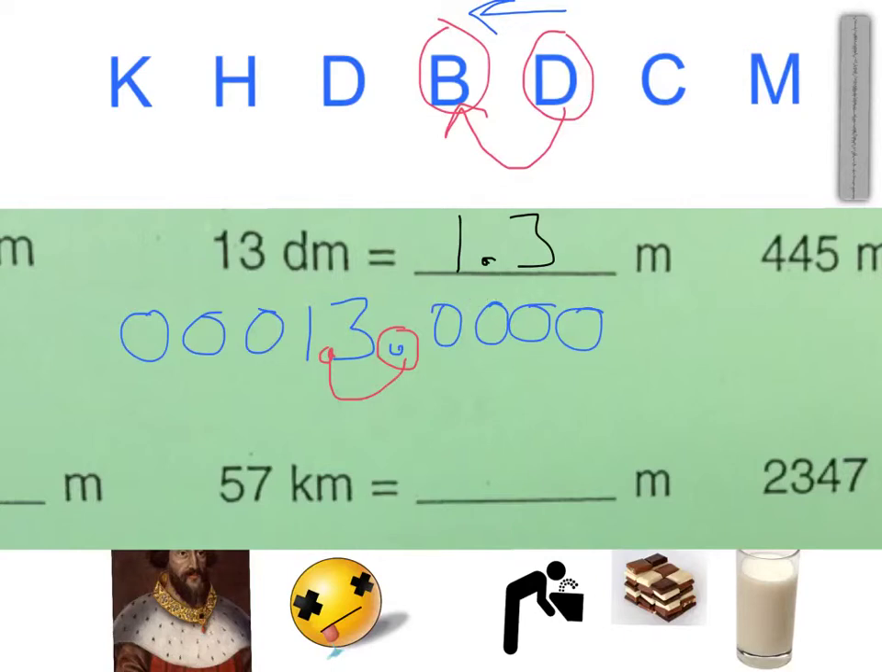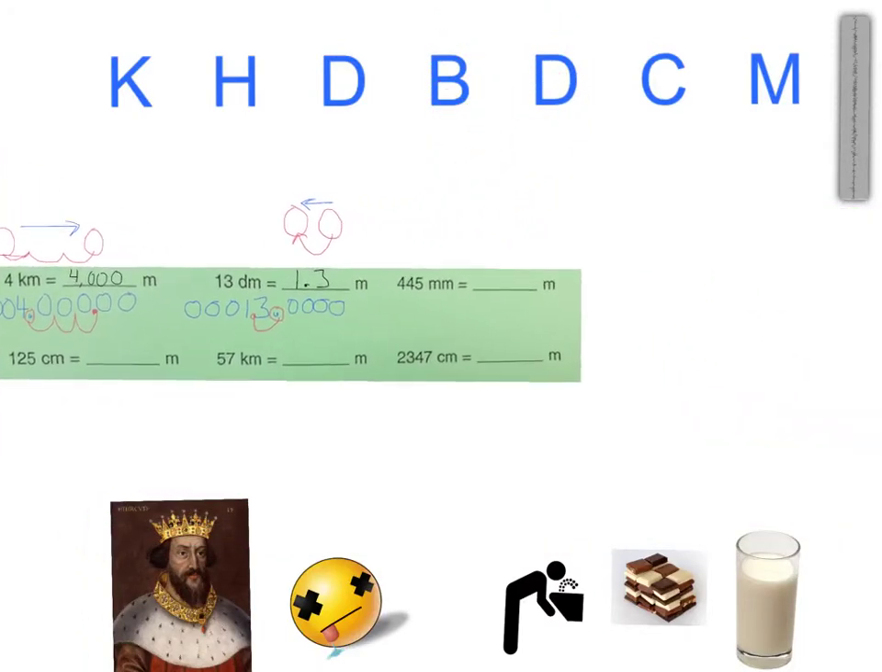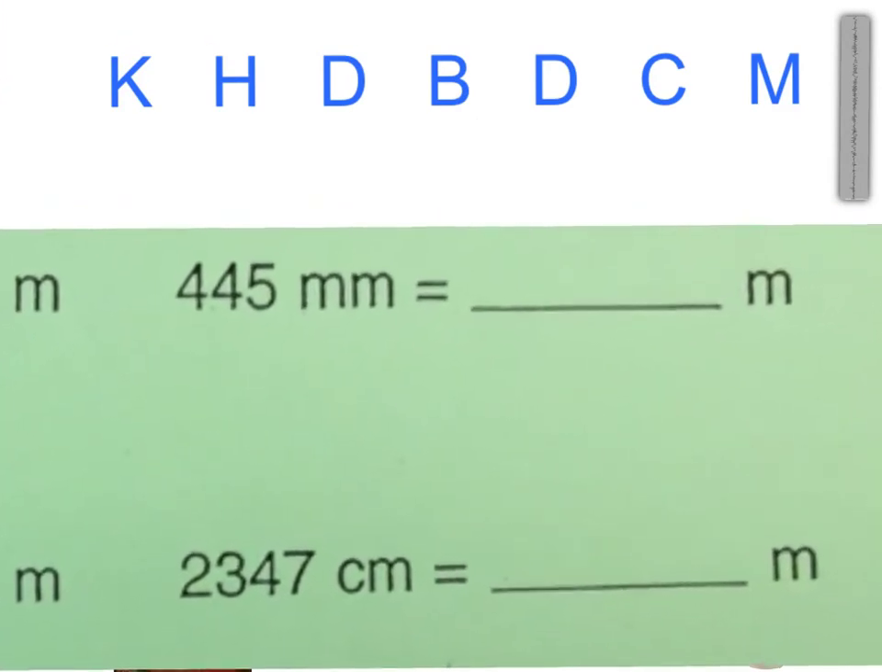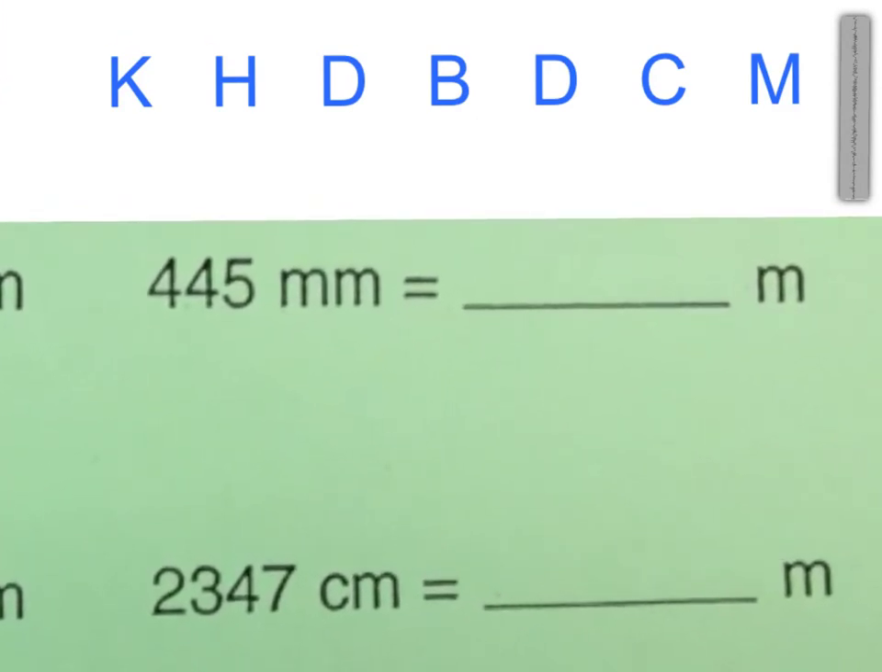Now, I'd like to give you an opportunity to do one on your own, and then we can check your work. So let's move on to question number 3. Here, I'm asking you to convert 445 millimeters into meters. So why don't you go ahead and try it yourself, and I'll check back in with you, and we'll see how you do. I'll give you a little play music.